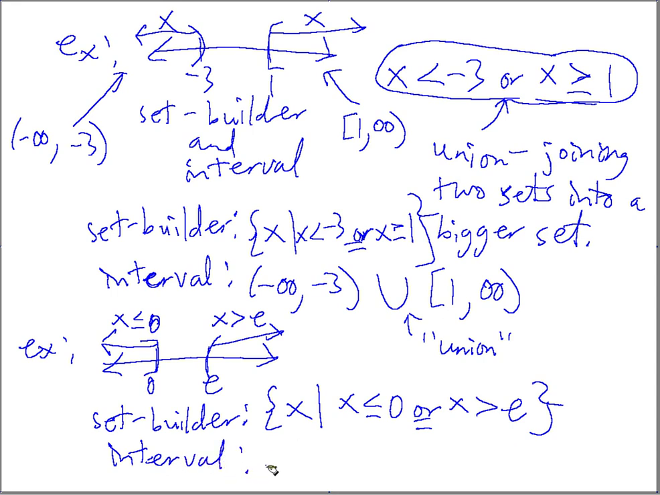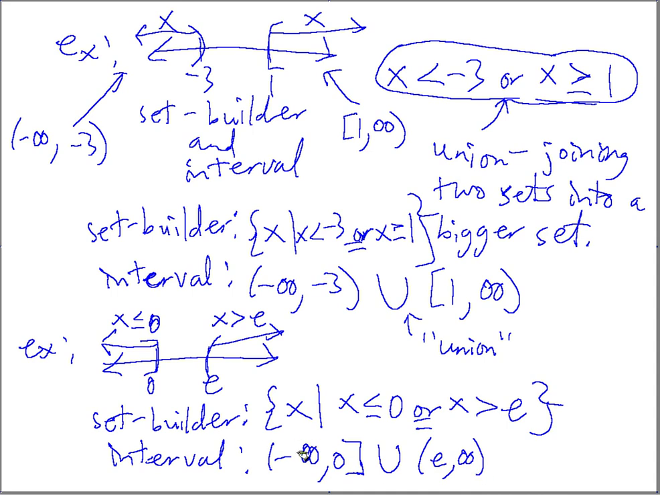Interval notation is going to be what? From negative infinity up to what? Up to the number 0, including 0, bracket. Gotta have a bracket there. Again, union, U for union, you're joining it with this set here. So this time you're not including E, so parentheses E to infinity.